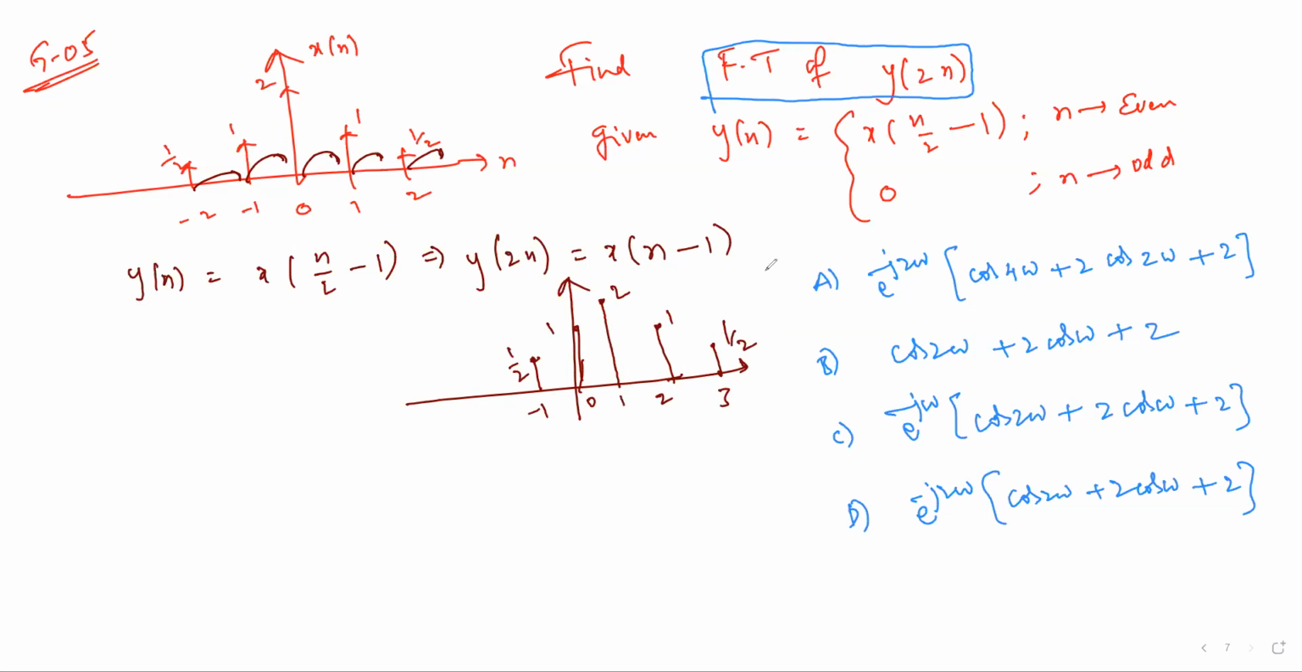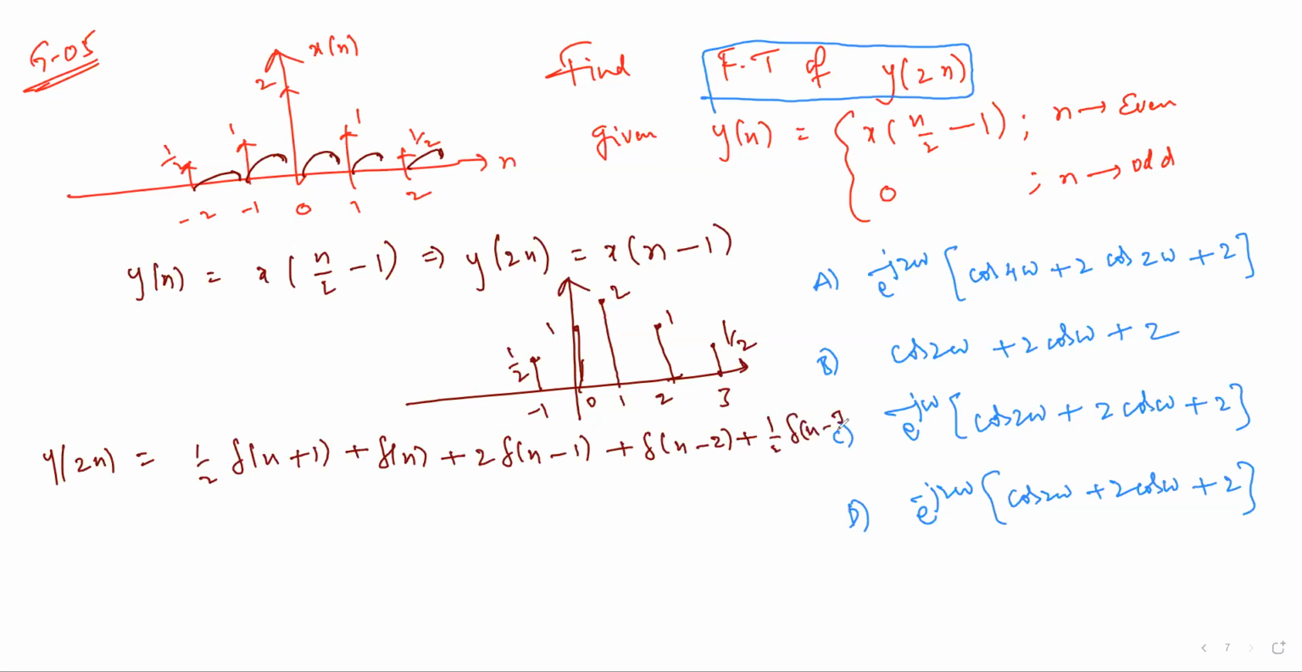At 3 it is 1 by 2. Simply, take the discrete Fourier transform of this function. In terms of impulse functions, you can write it as 1 by 2 del of n plus 1, plus del of n, plus 2 del of n minus 1, plus del of n minus 2, plus 1 by 2 del of n minus 3. This is y of 2n in terms of impulse functions.